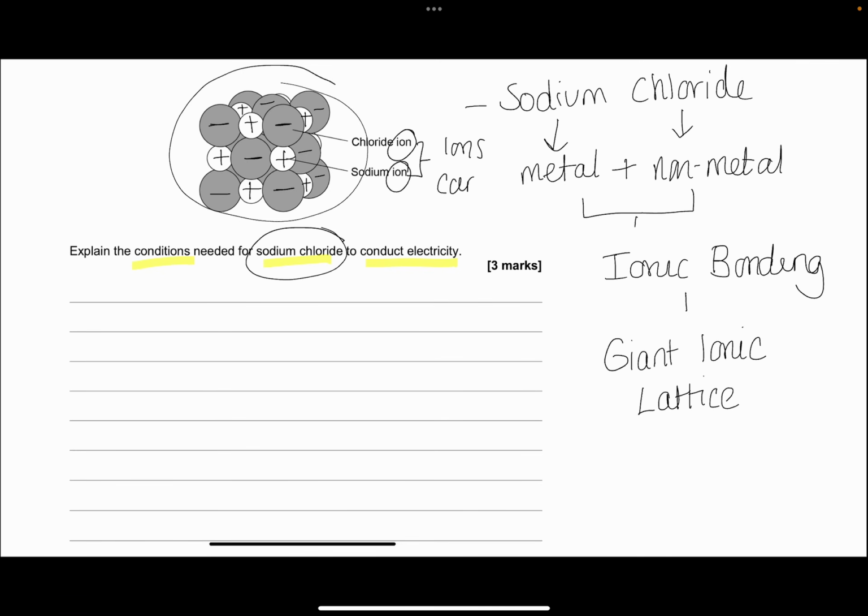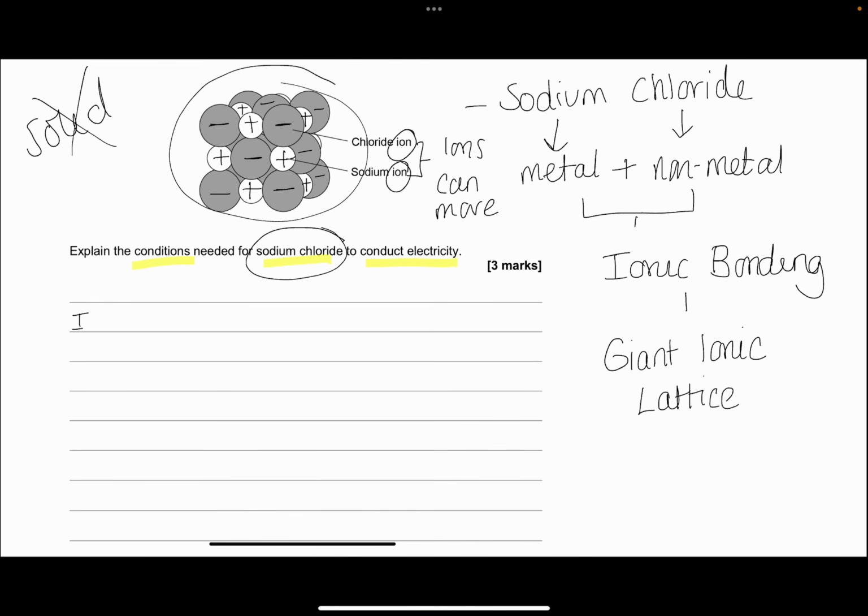So in what conditions can these ions move? Well, in this picture here, it would not be able to conduct electricity because those ions are held really strongly in place because of that strong electrostatic attraction. So in a solid, they would absolutely not conduct electricity. Well, in what state would this substance conduct electricity?